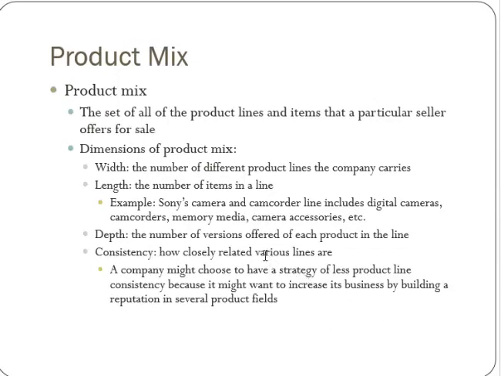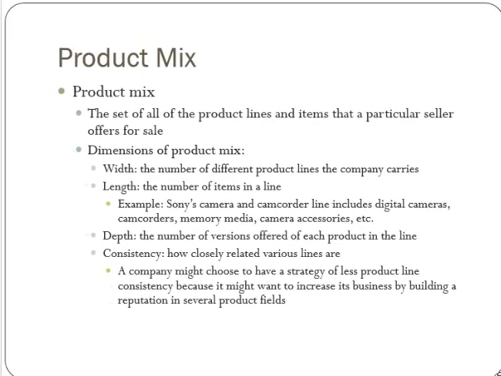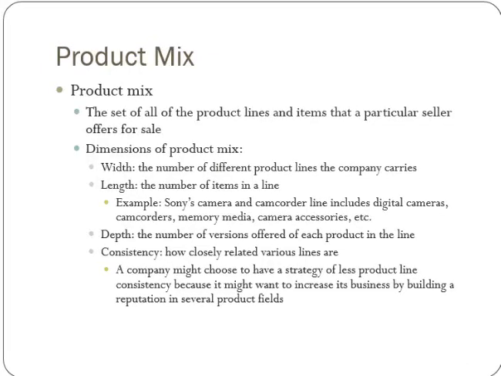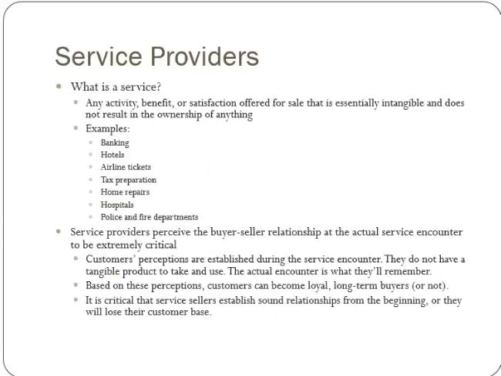And finally, consistency: how closely related various lines are. Conglomerates like Procter & Gamble don't have much consistency because their products are all over the map, whereas some companies are very careful to only make products that are in line with their mission, that are in line with some of the things that they make best.